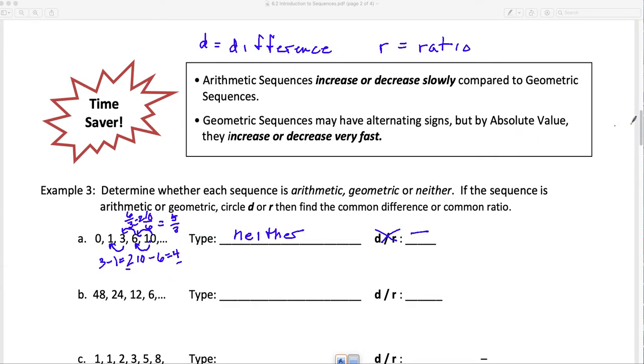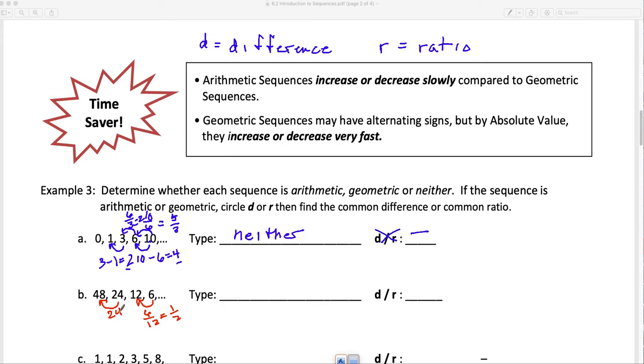All right, I'm going to switch to a different color just so I want to make sure everybody can see. We're going to test this one. Again, I'm going to look to see if whatever it's doing, is it doing it really fast or really slow? 48, 24, 12, 6, that's pretty fast. So I'm going to go ahead and try division first. I'm going to divide backwards first and see if it's geometric. So this divided by that, 6 divided by 12 is equal to 1/2.